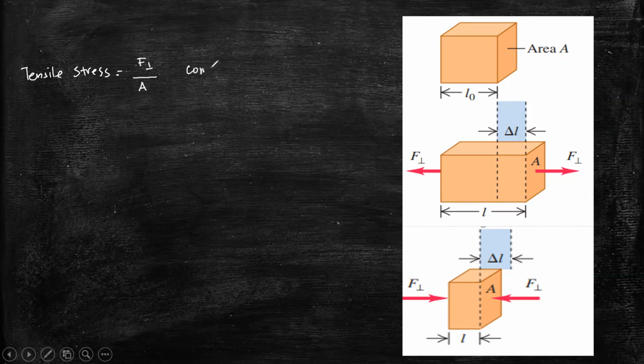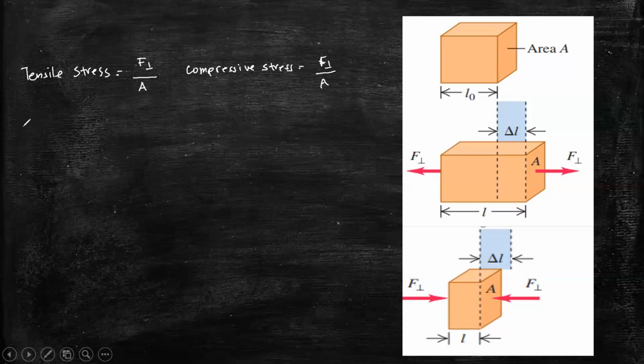Or in compressive stress, same, we have force, perpendicular force over the area. So in finding the stress, it's important that we are able to determine or visualize which area resists that force. So meaning, the larger the area, the lesser the stress. And the lesser the area, the larger the stress.